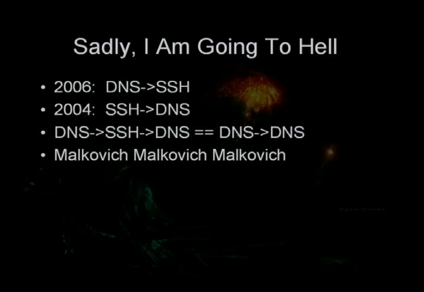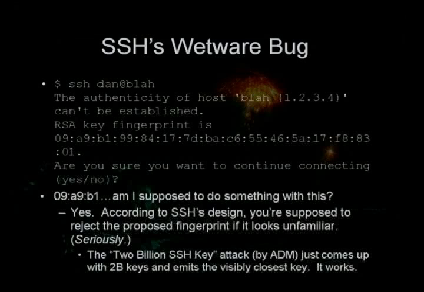Okay, I eventually have pretty pictures coming. So, wetware bugs. SSH has another problem. The authenticity of host 1.2.3.4 can't be established. RSA key fingerprint is 09A9B199841777D, etc. blah blah blah. Am I supposed to do something with this value?